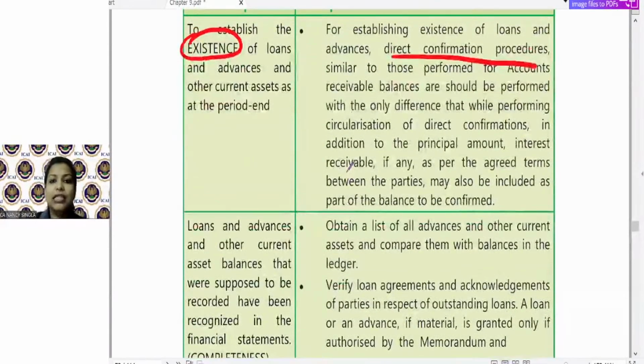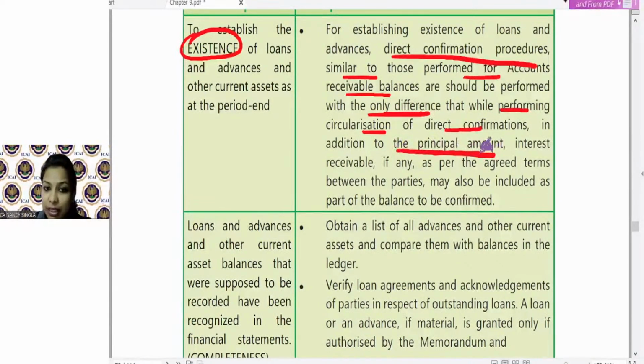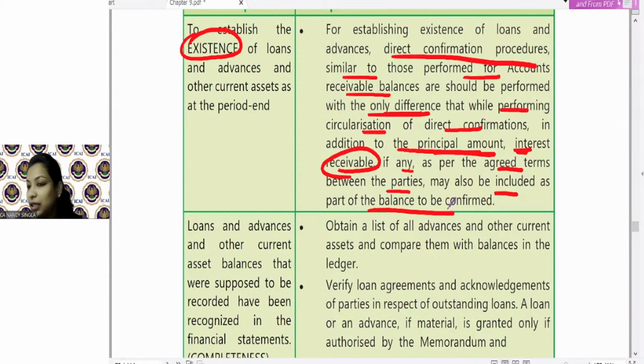For establishing the existence of loans and advances, direct confirmation procedures similar to those performed for accounts receivable should be performed, with the only difference that while performing circularization of direct confirmation, in addition to the principal amount, interest receivable, if any, as per the agreed terms, may also be included as part of what is to be confirmed.